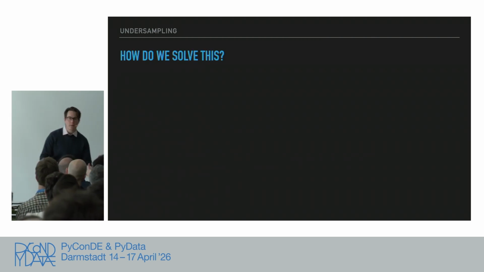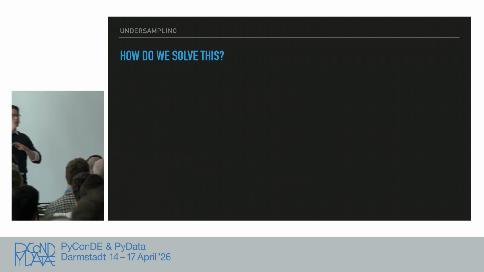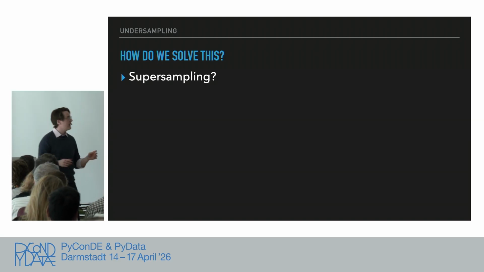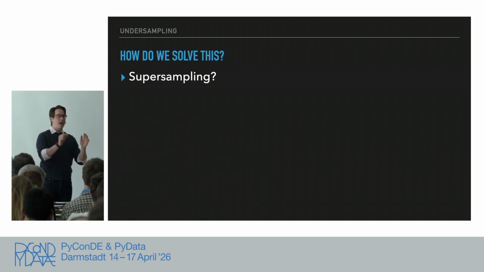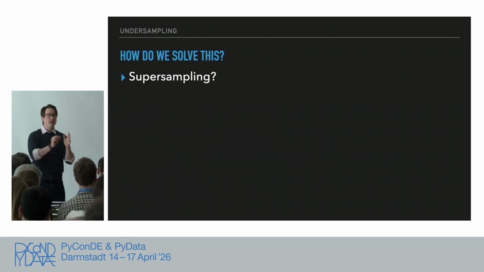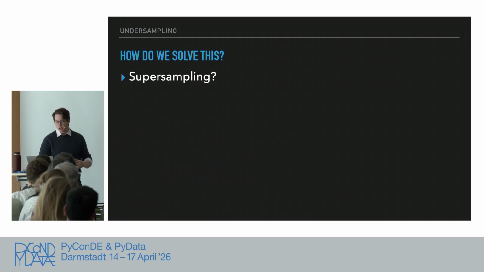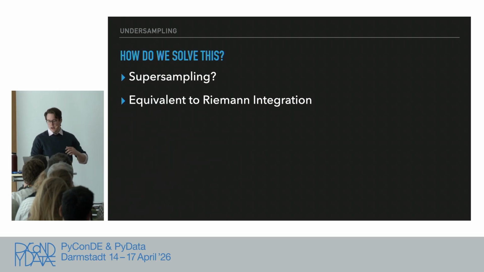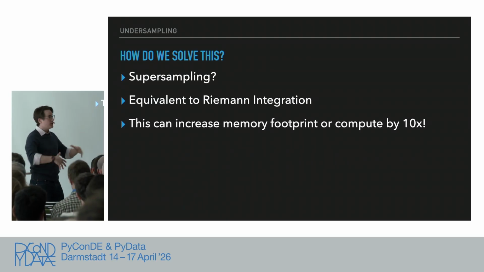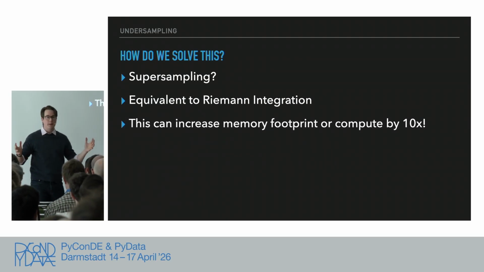This is not a new problem. We've dealt with this in the past. One of the most traditional ways of solving this is super sampling. So essentially, you take your model, and instead of evaluating at each of your known data points, you do it 100 times or however many times in between, and then you take the average. This is basically Riemann integration. But this can increase your memory footprint and your compute time by the number of super samples that you do.